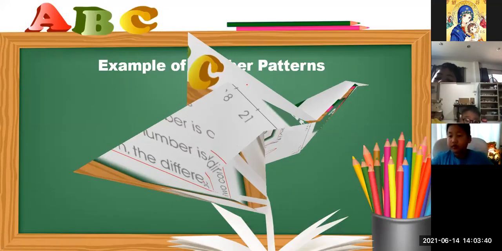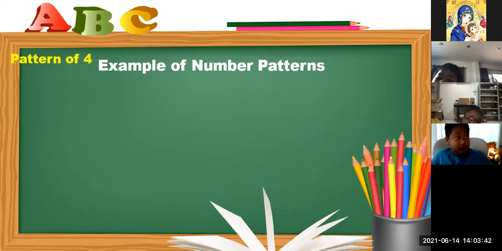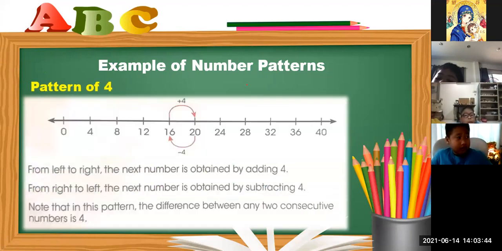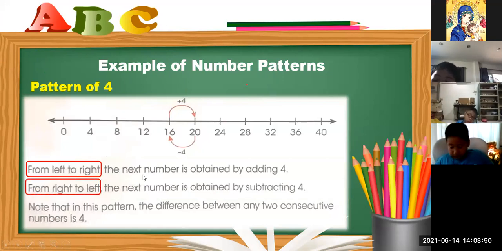Okay. Now example of number patterns, pattern of 4. Now in pattern of 4, the same thing as in pattern of 3. From left to right or from right to left. If the number is from left to right, it's obtained by adding 4. Number 16 going to number 20, that is left to right. So that is adding by 4.